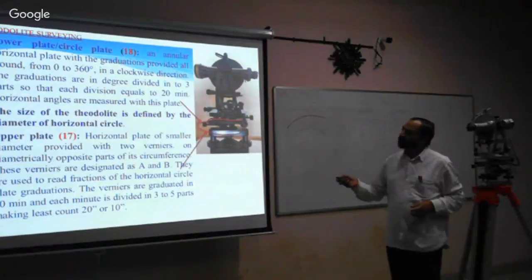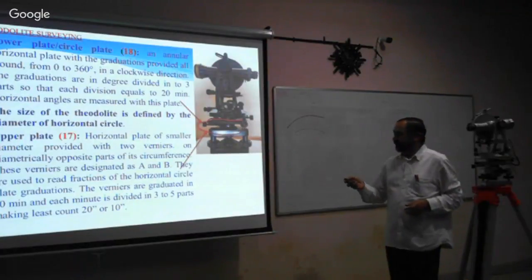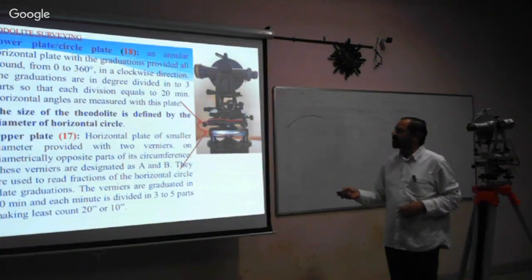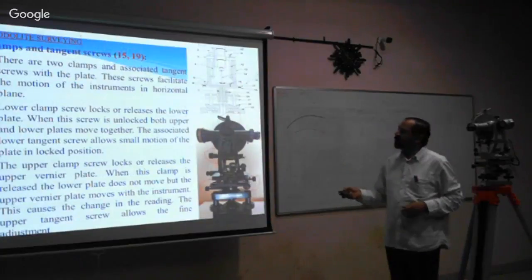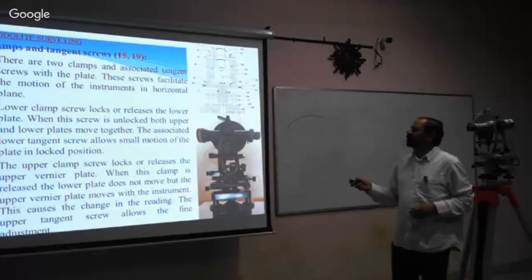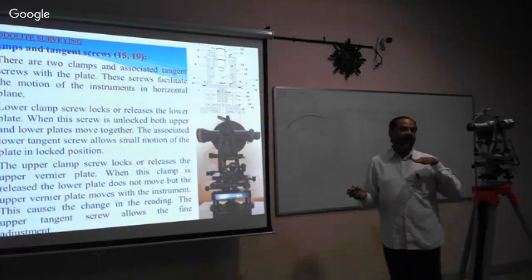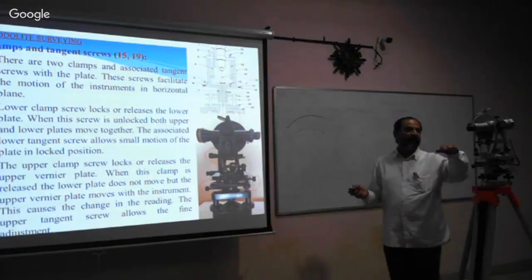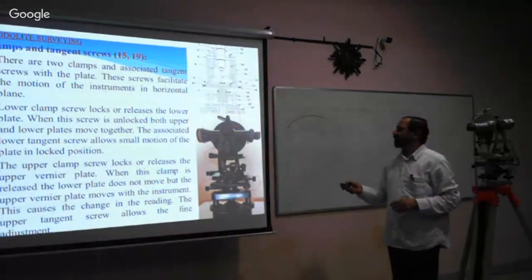Now the literature is available here: upper plate, lower plate. In the previous class we discussed this, and you can refer to it at any time. There is also the bubble tube, used to make the line of sight horizontal. To center the instrument, we use this bubble tube.